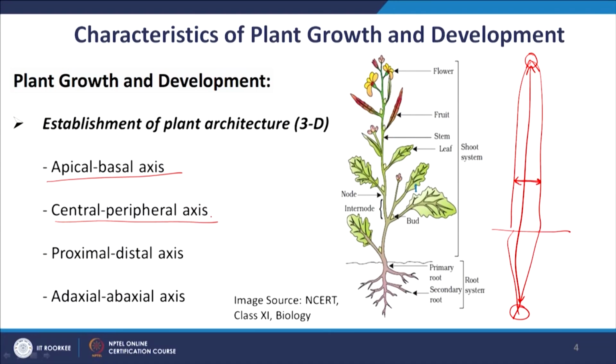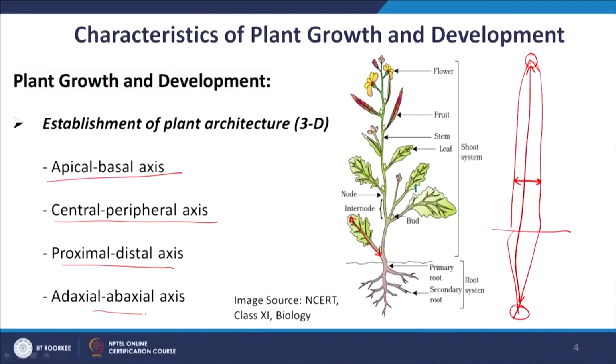Then at a later stage, consider that this is a leaf, this is the structure. If you look, the leaf has a tip and it has a base, and this axis is called the proximal and distal axis. This is established with respect to the primary meristem, the growing primary meristem. The point which is close to the primary axis is called the proximal region, and the point which is away from the primary axis is called the distal region.